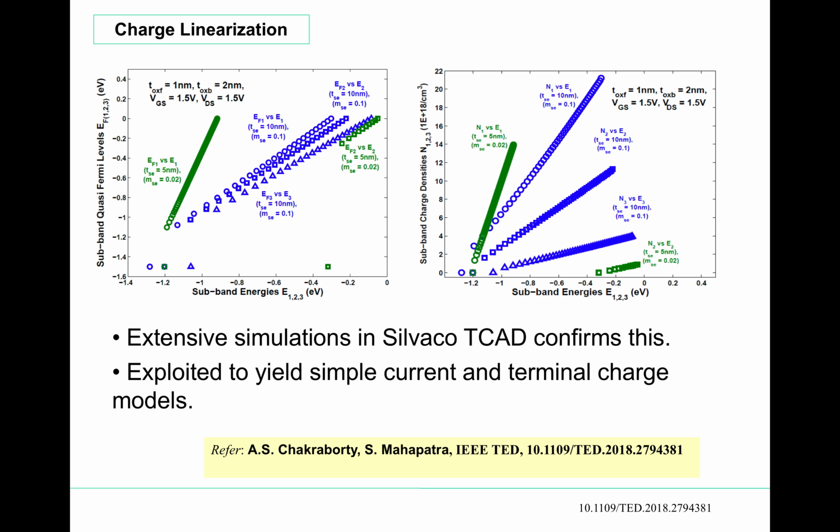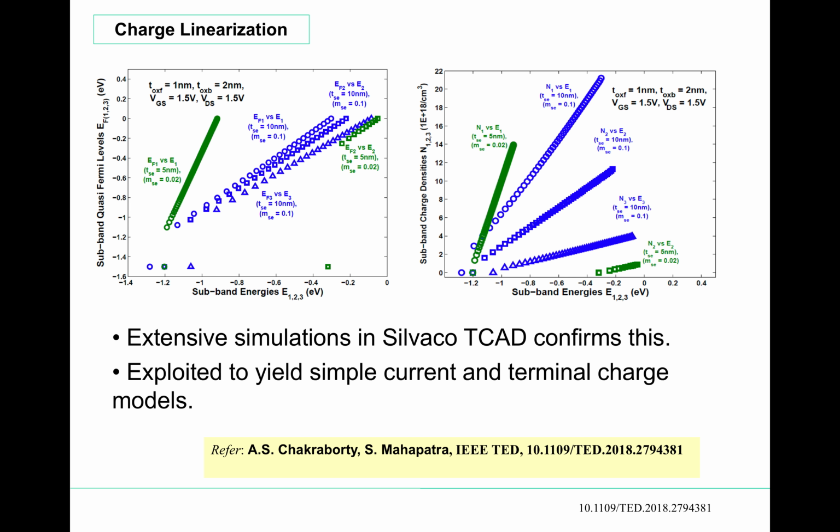As we can see, these two plots are taken directly from TCAT data. The subband quasi-Fermi levels and subband charge densities share a linear relationship with subband energies. So for an extensive range of device parameters and VGS and VDS, they share the same linear relationship. We exploit this linear relationship in our model.